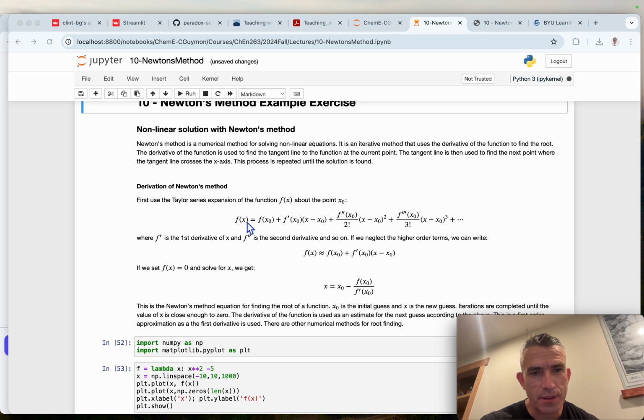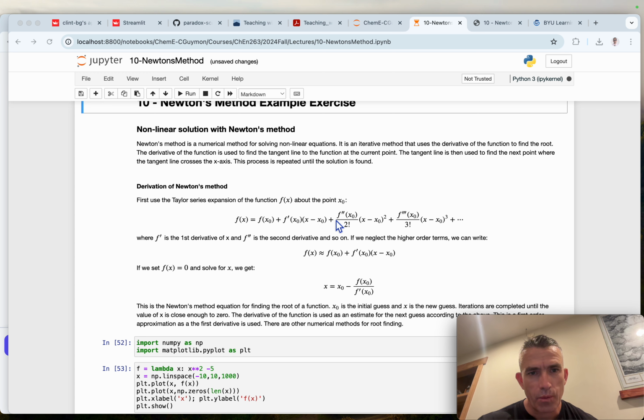So you can have a function, any continuous function, and that function can be approximated at a given x naught, or a new x value given the previous x0 value, from an expansion of the derivatives. So you can see there the first derivative and the second derivative and the third derivative and so on. So this is just approximating the value next to x0 of the same function based on the derivatives.